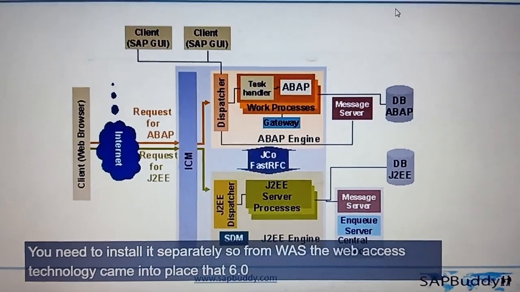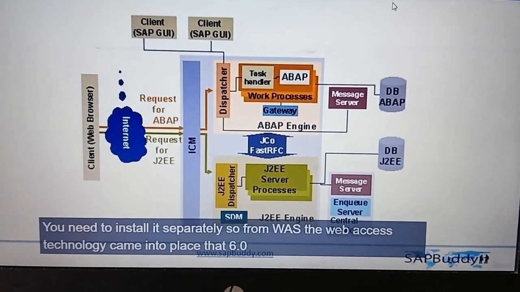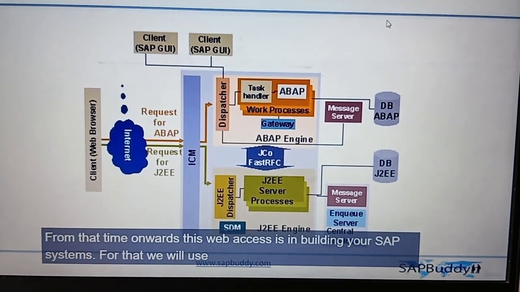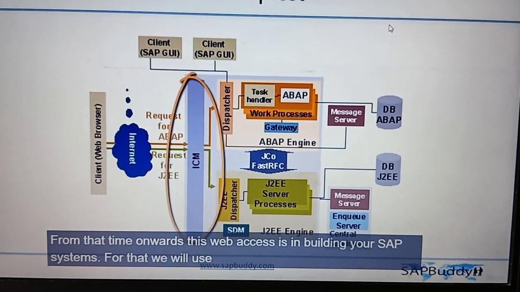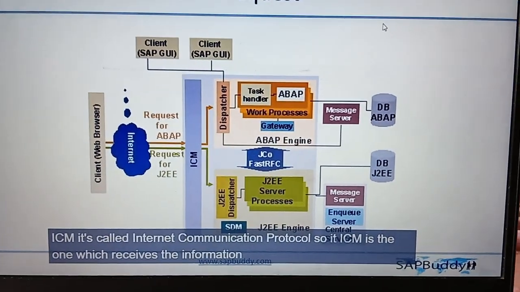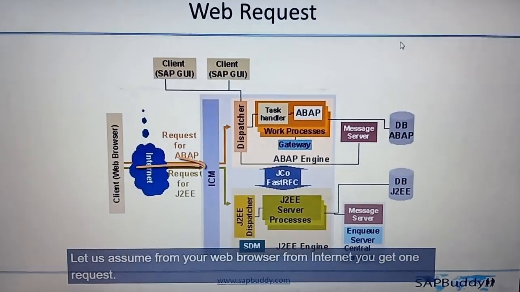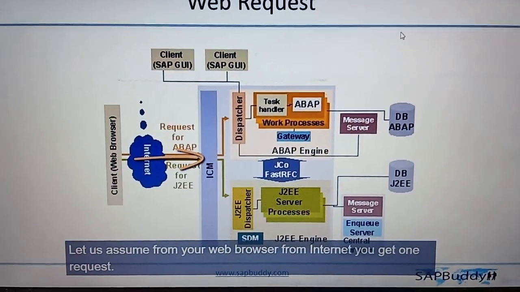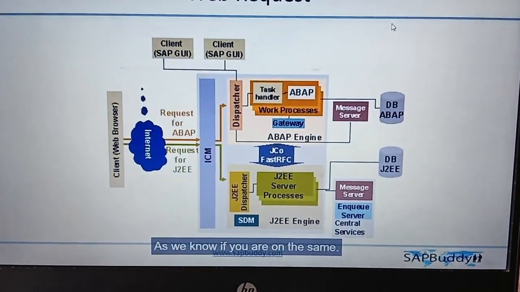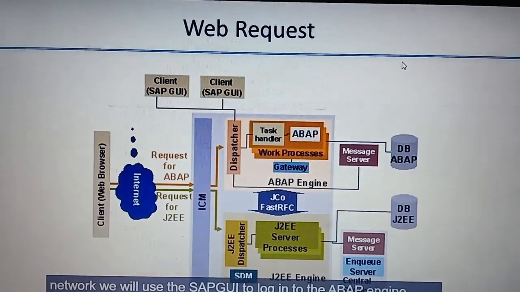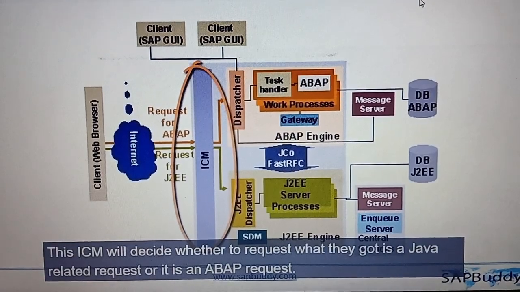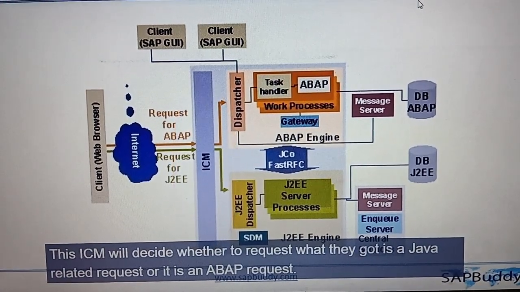From WAS, the web access technology came into place, that's 6.0, 6.2 and 6.4. From that time onwards, this web access is inbuilt in your SAP system. For that, we use ICM, the Internet Communication Manager. The ICM is the one which receives the information from the web browser. Let's assume from your web browser, from the internet, you get one request. This request could be a web request, or it could also be a Java request. As we know, if you are on the same network, we use the SAP GUI to log into the ABAP engine using the dispatcher. When it comes from the internet, this ICM will decide whether the request is a Java related request or an ABAP request.